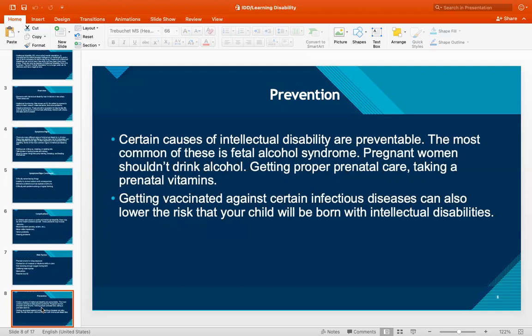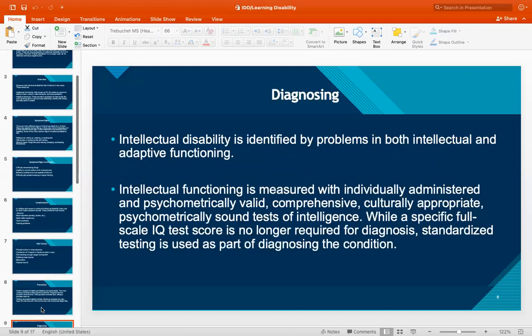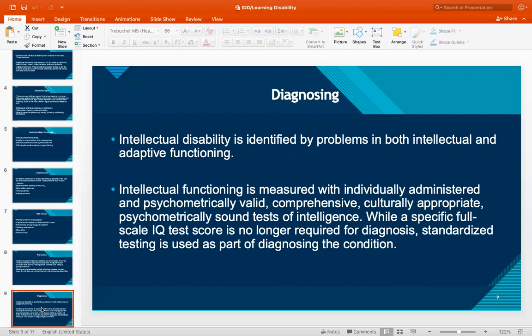But that is something also to consider and think about when it comes to vaccinations. And then talking about diagnosing, sometimes when you're getting your intellectual disability, intellectual developmental disability diagnosis, there are areas that they want to look at. So there are going to be problems in the intellectual and the adaptive functioning. And so that's where we start looking at, intellectually measuring, kind of what's going on.